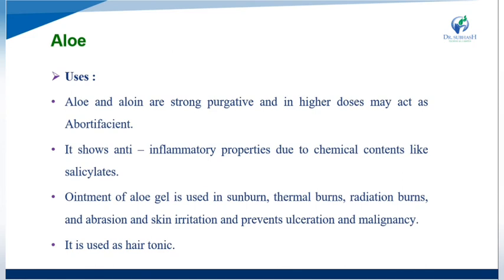It shows anti-inflammatory properties due to chemical content like salicylate. Then ointment of aloe gel is used in sunburn, thermal burns, radiation burns, abrasions, skin irritation and prevention of ulceration, and also for malignancies like one type of tumor, okay, ulceration and malignancy. Then it is also used as a hair tonic. It is most widely used in hair tonics, okay.